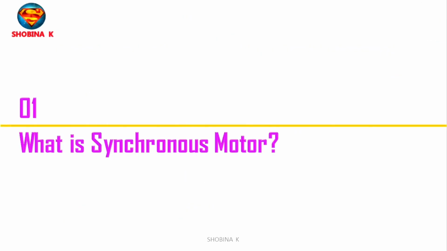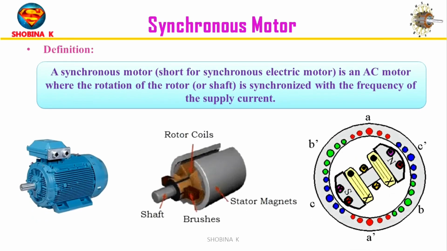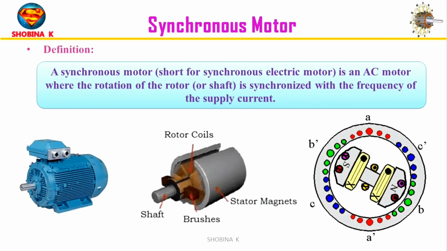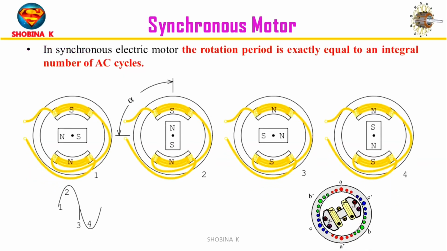First, what is a synchronous motor? A synchronous motor is an AC motor where the rotation of the rotor or shaft is synchronized with the frequency of the supply current. And the rotation period is exactly equal to an integral number of AC cycles. Synchronous motor is one of the most common types of three-phase motor.